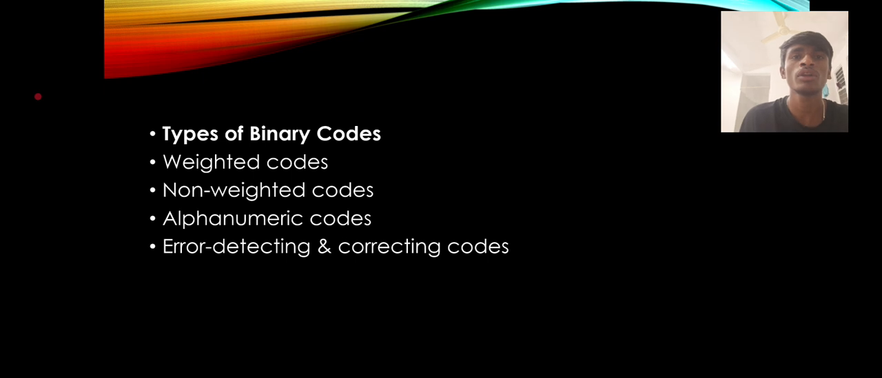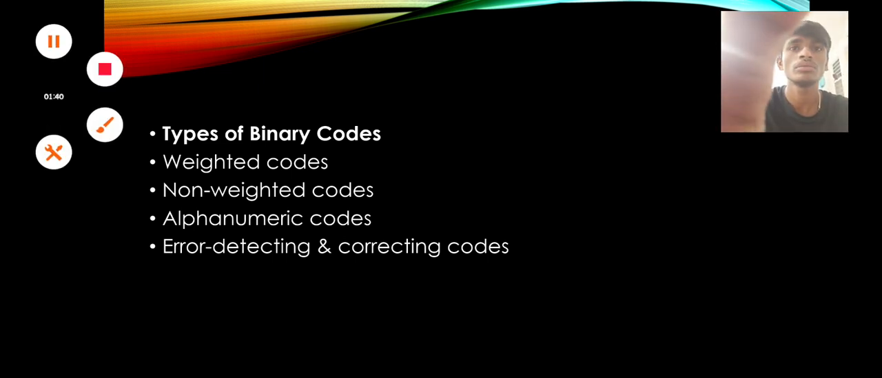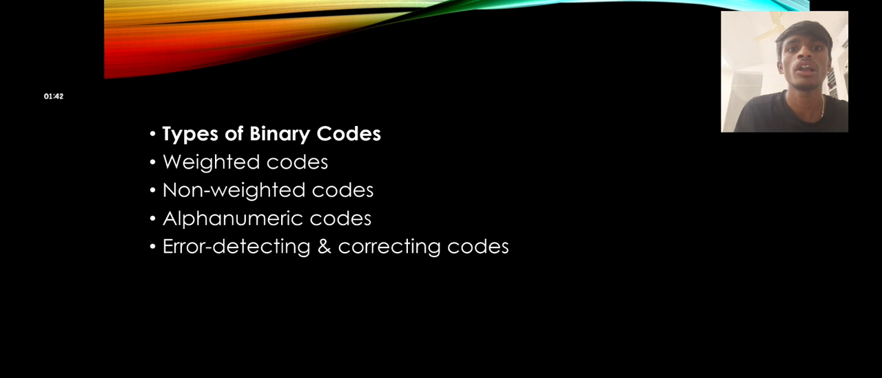Now I will tell about the types of binary codes. In binary codes, there are four types: weighted codes, non-weighted codes, alphanumeric codes, and error detecting and error correcting codes.